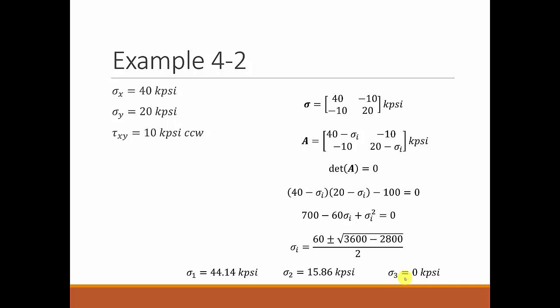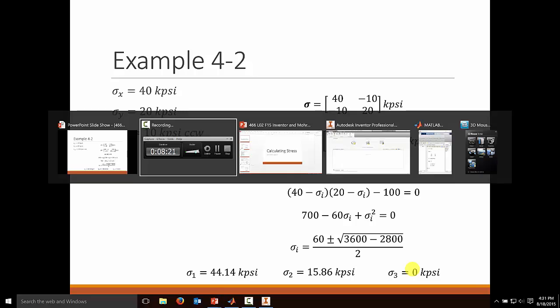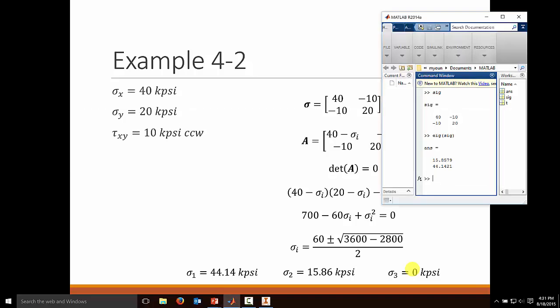I also could do this in MATLAB, so let me pull MATLAB up here. It looks like I've already done it, so I made up this matrix called sigma, or sig. It's 40 and 20 and minus 10, it's the same matrix. And then I took eig of sig, and I got the same answers, 15.85 and 44.14. So there's 2 different ways of solving the same problem. What I'd like to do next is show you a third way of solving the problem. It's kind of an introduction into the graphical way of doing things.